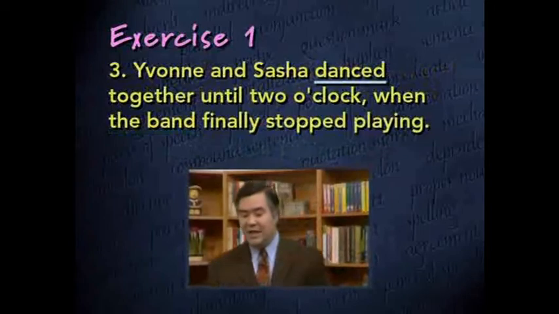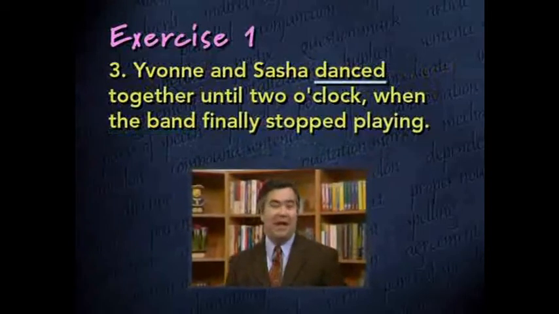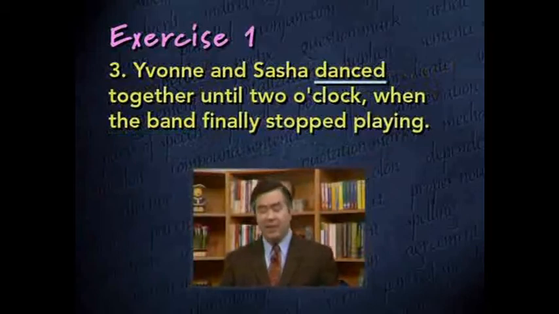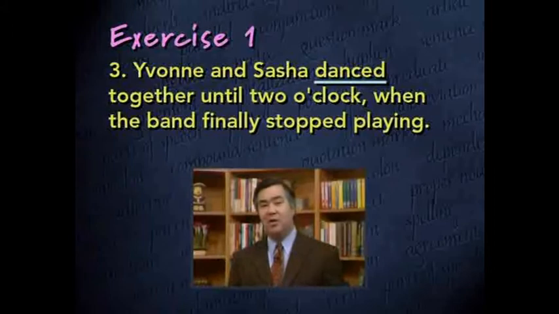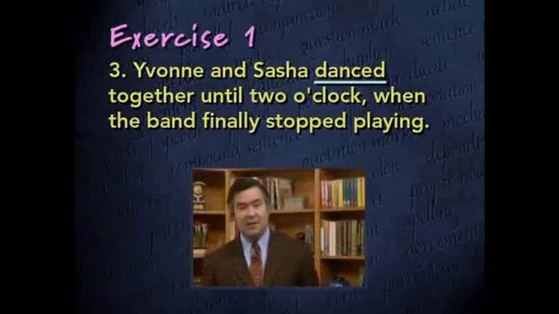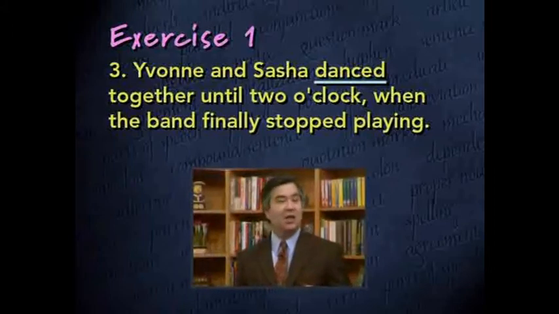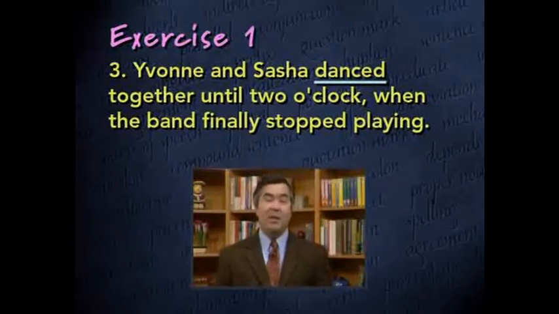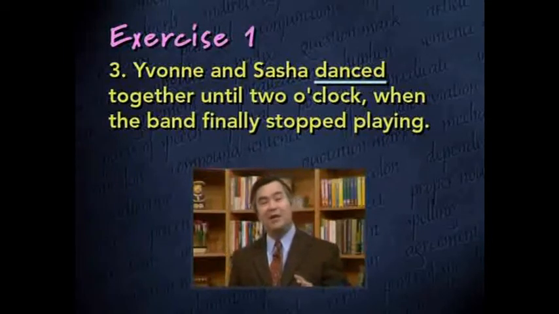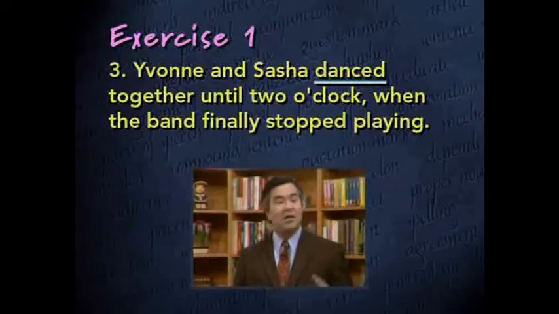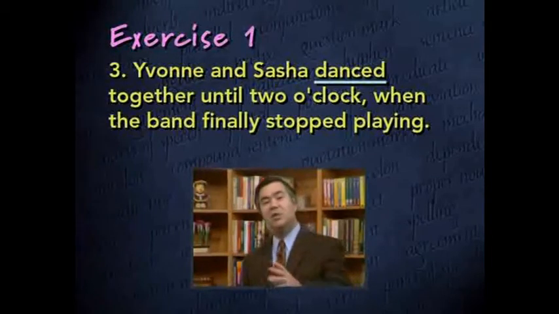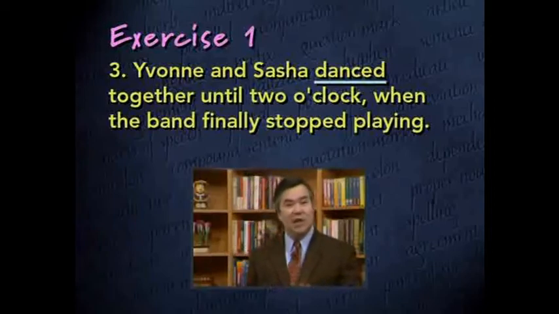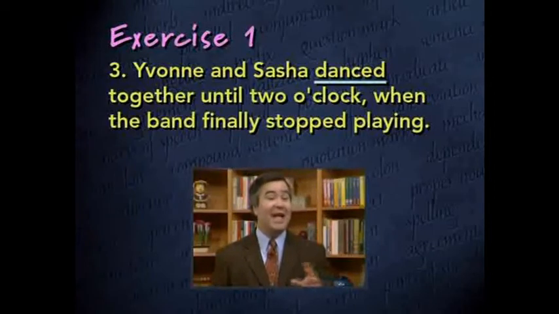Ivan and Sasha danced together until 2 o'clock, when the band finally stopped playing. Now in this sentence, the word danced is underlined, so that's the verb that we want to focus on. What's the subject of the verb danced? The answer is Ivan and Sasha. Remember that the subject of a verb may be compound. That is, it may be two nouns that are joined by a word like and. So Ivan and Sasha are the subject of the verb danced. Now, does the verb danced here have an object which receives the action of the dancing? That is, are we being told something that Ivan and Sasha danced?